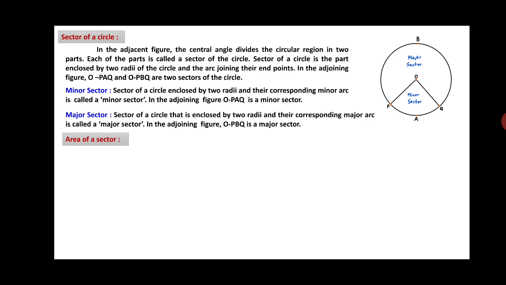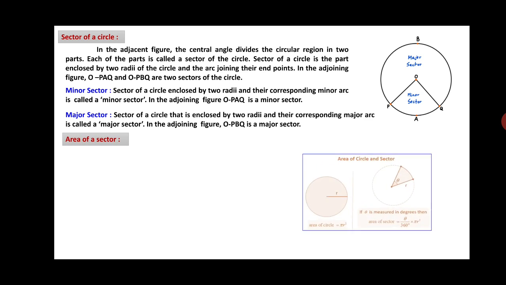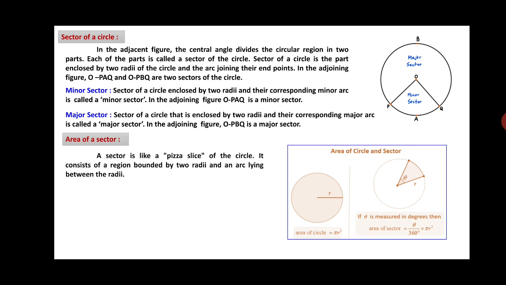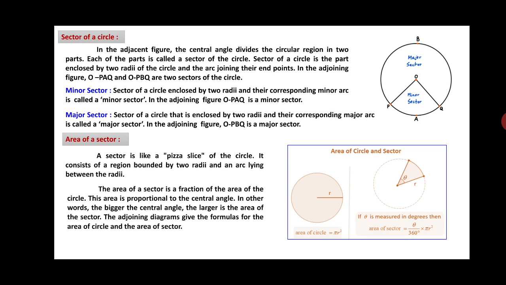Area of a sector. Friends, the area of a sector is like a pizza slice of the circle. It consists of a region bounded by two radii and an arc lying between the radii. The area of a sector is a fraction of the area of the circle. This area is proportional to the central angle. In other words, the bigger the central angle, the larger is the area of the sector.